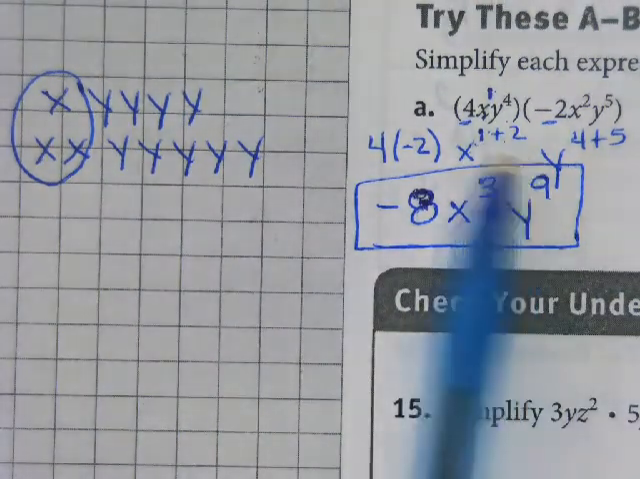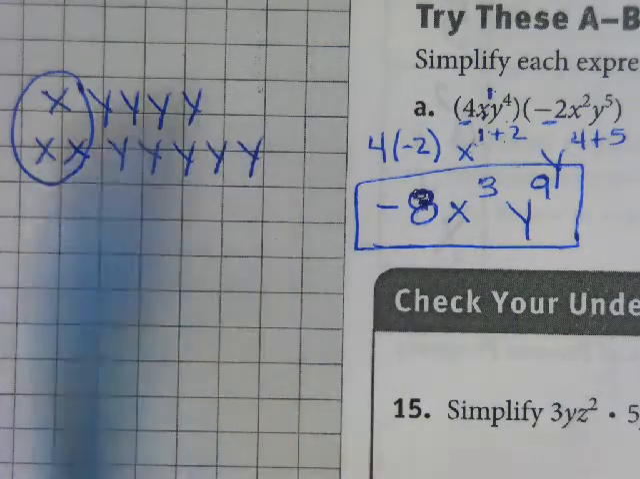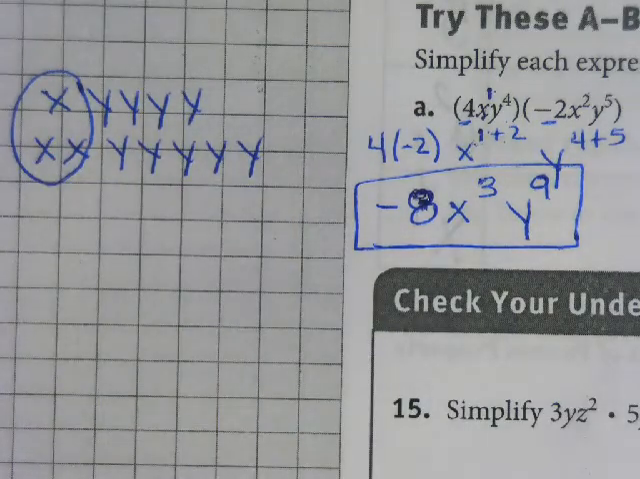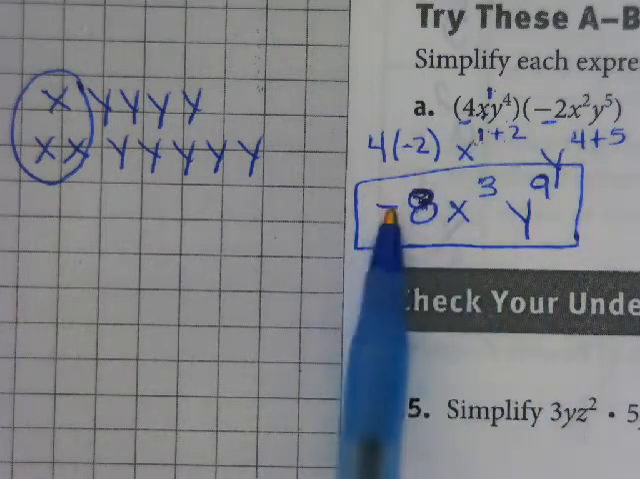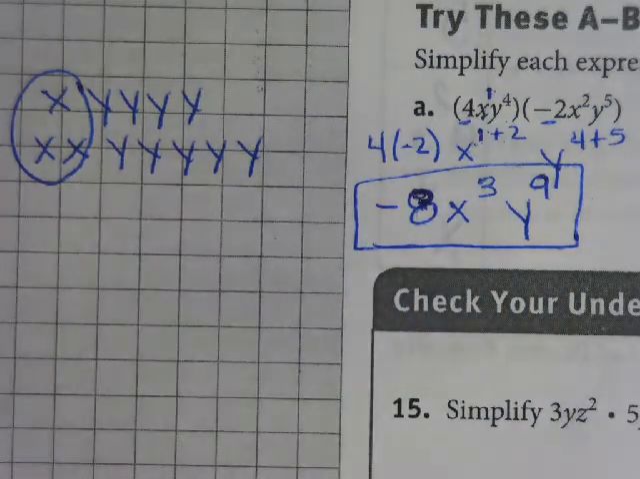Now, if you are more comfortable writing it out like this, then by all means, expand it out so you can see what's happening, and that is fine. But keep in mind that these coefficients, these regular numbers, are not the same base, so you can't do that with them. So let's look at this one.